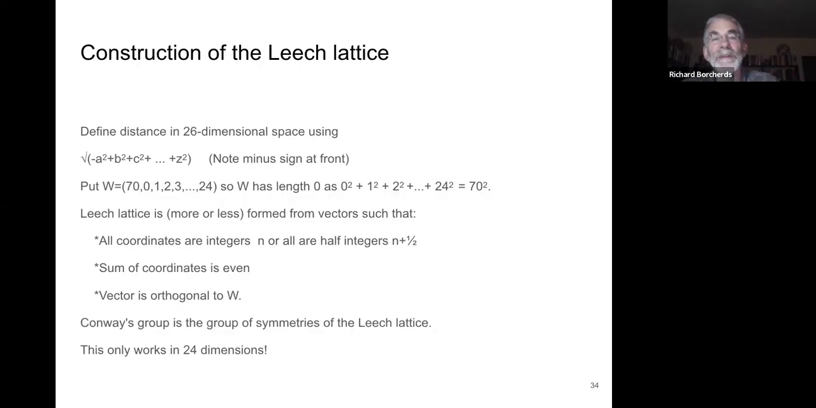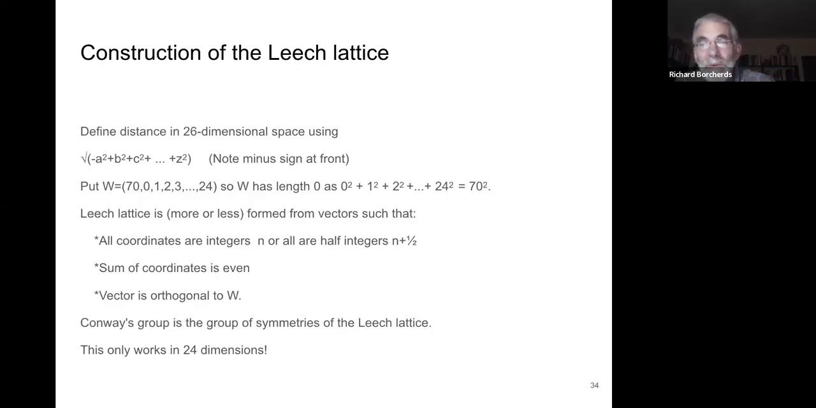And now I'm going to define this vector w, which is going to be 70, 0, 1, 2 up to 24. And now w has length 0. So if you're doing special relativity, you would say that w is the sort of vector on the light cone. And now using this vector w, we can construct a packing in 24 dimensions called the Leech lattice, which is more or less formed as follows.